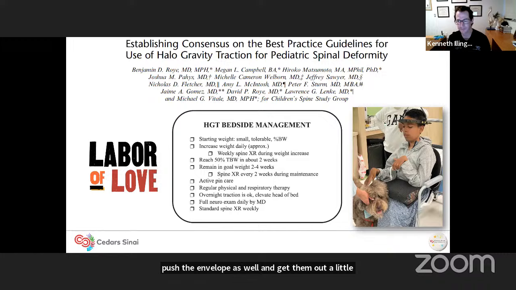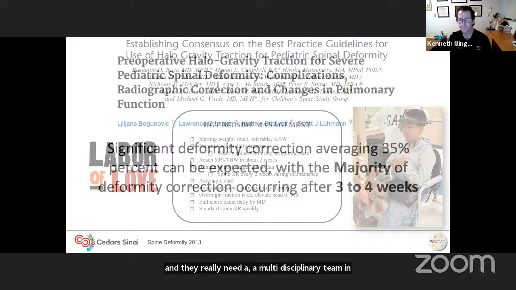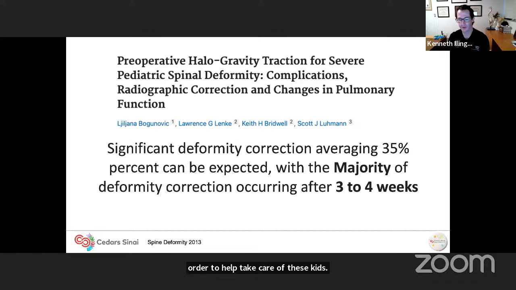Every child's a little bit different in terms of what they can tolerate. They need active daily pin site care. And they really need a multidisciplinary team in order to help take care of these kids. We know from our colleagues, this was a study out of WashU back in 2013, that you can get significant deformity correction.